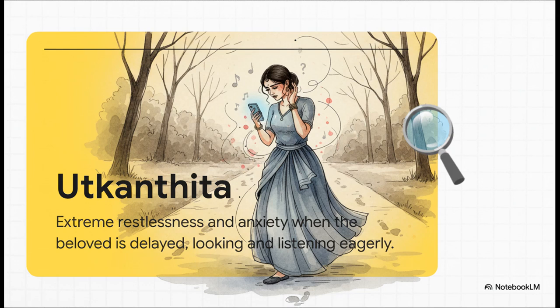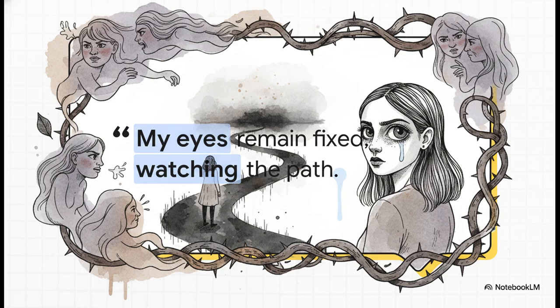The state of Utkantia perfectly mirrors that super modern anxiety of staring at your phone, just agonizing over a delayed text message from someone you love. The excitement suddenly turns into extreme restlessness. She's pacing back and forth, she's staring down the path, she is actively listening for the tiniest sound of a footstep. There's this incredibly poignant line from classical Vaishnava poetry portraying this state: "My eyes remain fixed, watching the path." That perfectly captures how her mind just becomes entirely consumed by uncertainty. She even starts snapping at her friends out of sheer frustration.